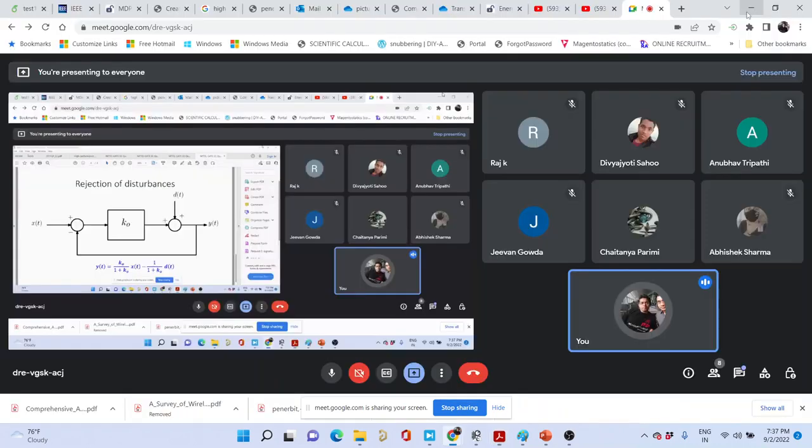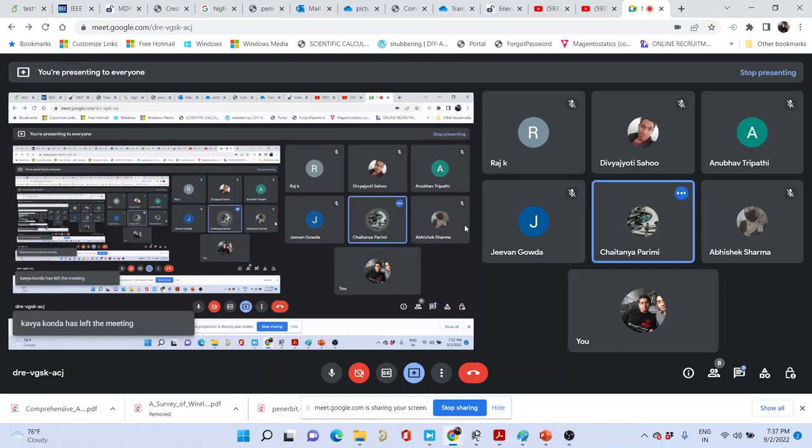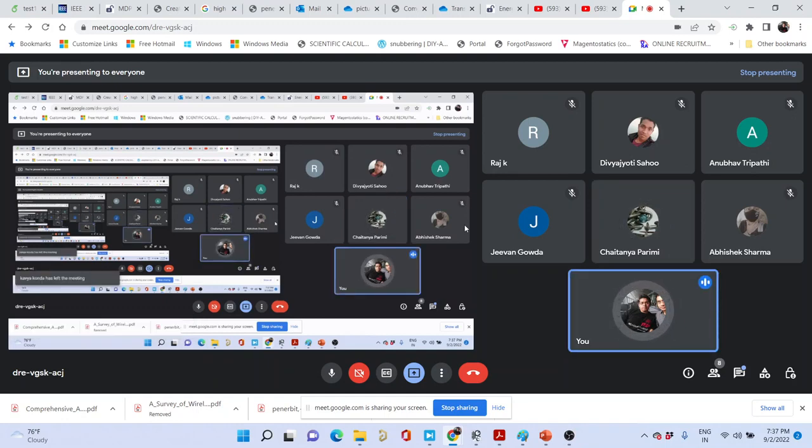So you guys know what PI controller is? Chaitanya, do you know what PI controller is? Yes, sir. Proportional plus integrator. Yeah. So can you tell me what disadvantages it has?